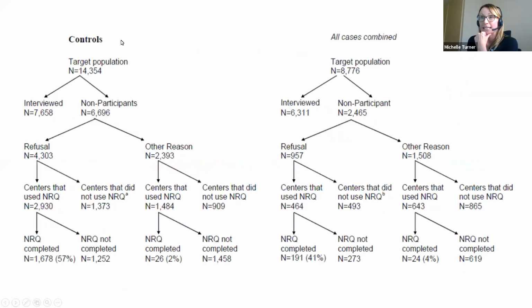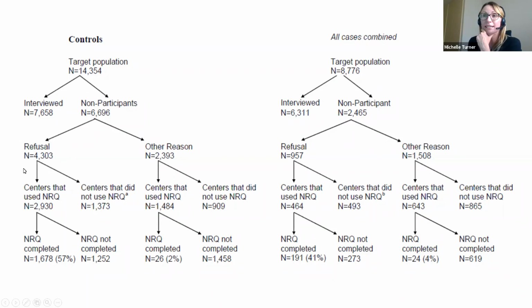And so what they did here, this is a more detailed breakdown of non-participation in the study. We can just look at the control arm. As I already mentioned, there are about 14,000 target controls. A little more than half were interviewed and a little less than half were not interviewed. Most of these people who were not interviewed refused to participate.